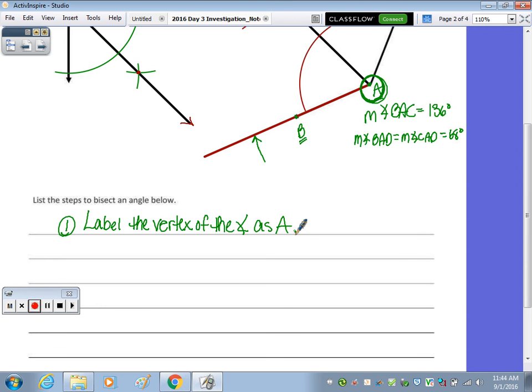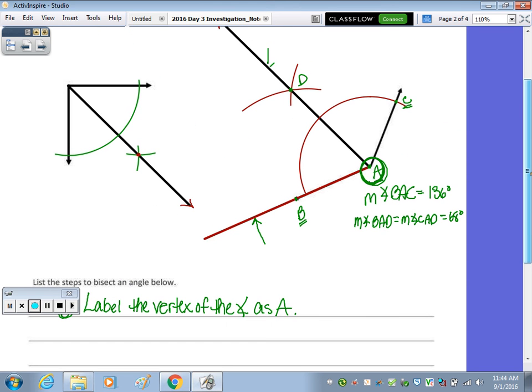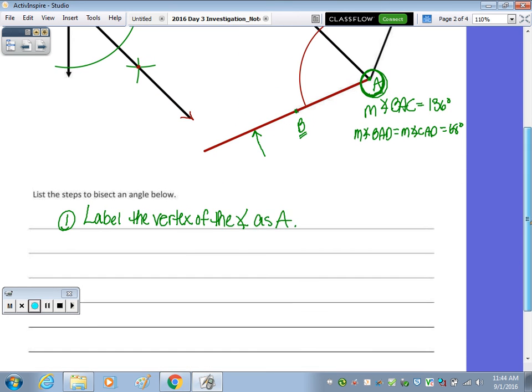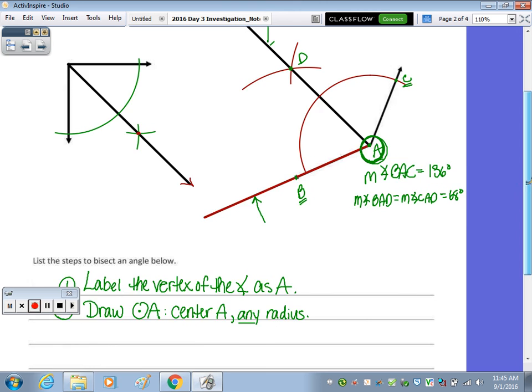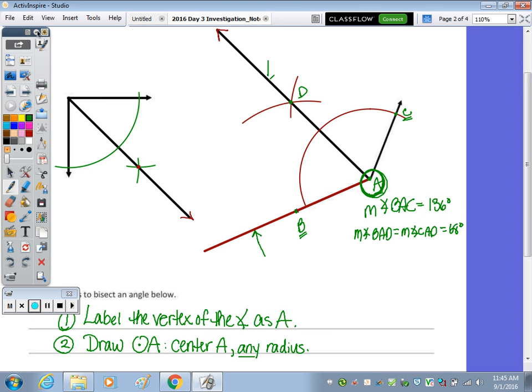The first thing I did was draw that arc so that it intersected both rays of the angle. So step number two, now that I've labeled the vertex A, I can tell the person doing the construction to draw circle A. When we talk about a circle, we always need to name the center and state the radius so they know how big to draw it. So center A, and in this case they can use any radius, as they can always extend the rays of the angle. Going back up to the picture, we can highlight where we're at. This is the step I just wrote down here.